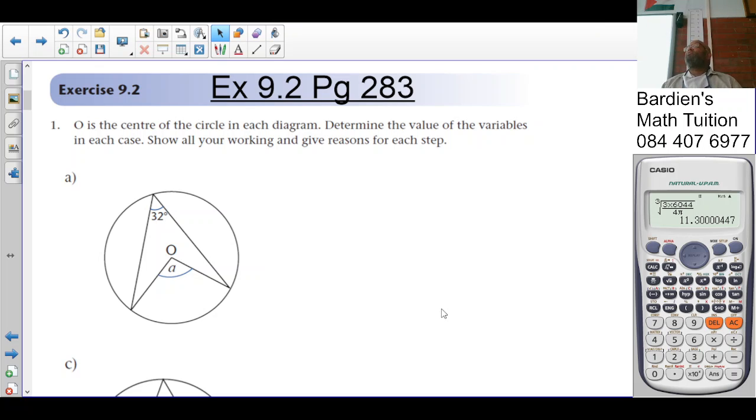Okay, 9.2, page 283 out of the Keeping Maths Simple textbook. That's the textbook we're using at this point. We are told that O is the center of the circle in each diagram. Determine the value of the variables in each case. Show all your working and give a reason for each step. Very important here. I'm not going to answer the whole exercise.